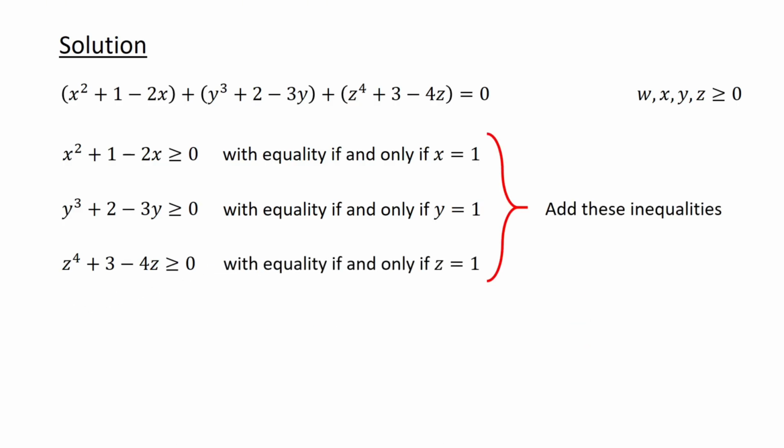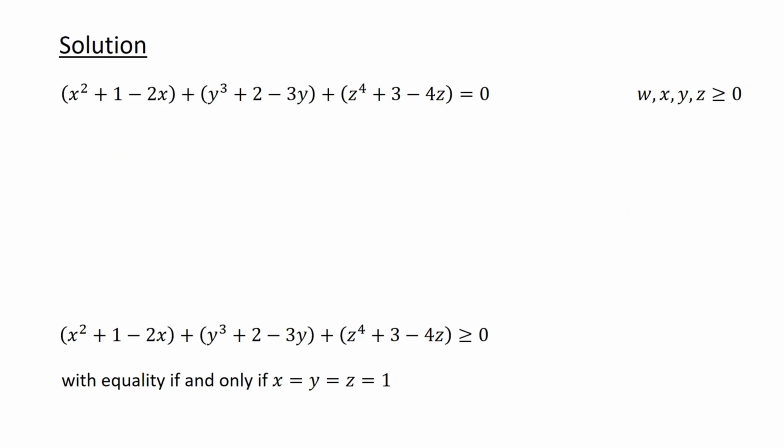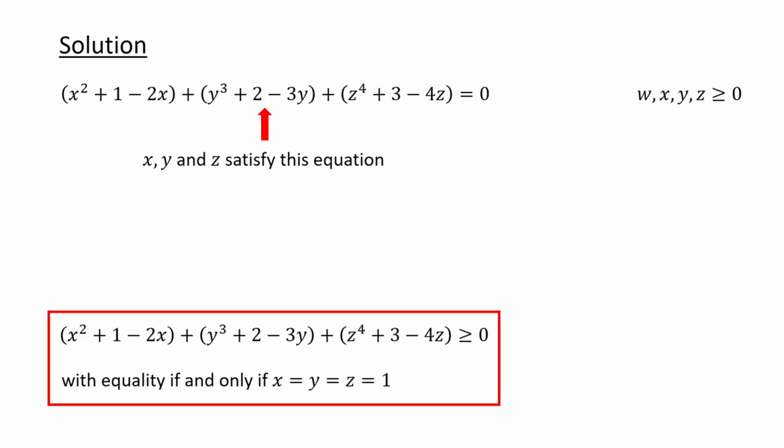After that, we add these inequalities to obtain (x² + 1 − 2x) + (y³ + 2 − 3y) + (z⁴ + 3 − 4z) ≥ 0, with equality if and only if x = y = z = 1. Since x, y, and z satisfy this equation, and we just showed that the left-hand side is greater than or equal to 0, and equals 0 if and only if x = y = z = 1, we thus have x = 1, y = 1, and z = 1.